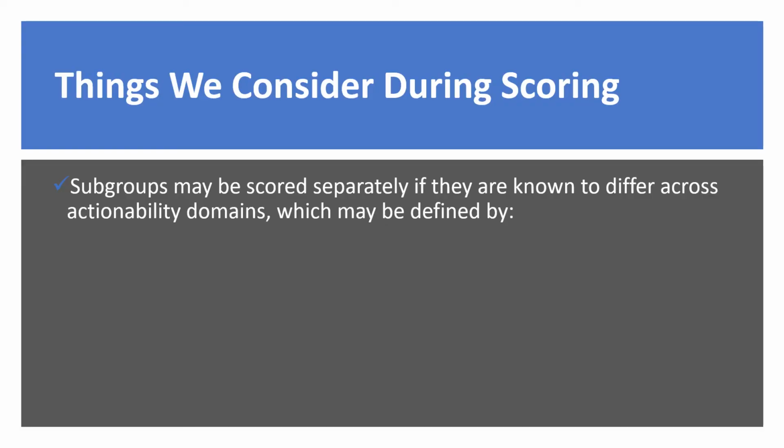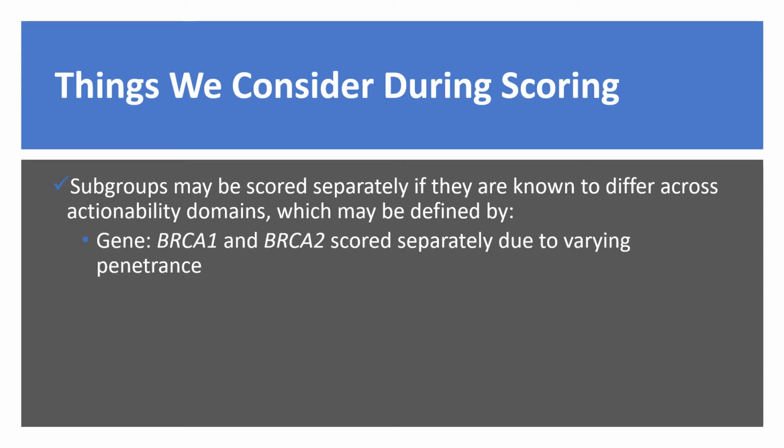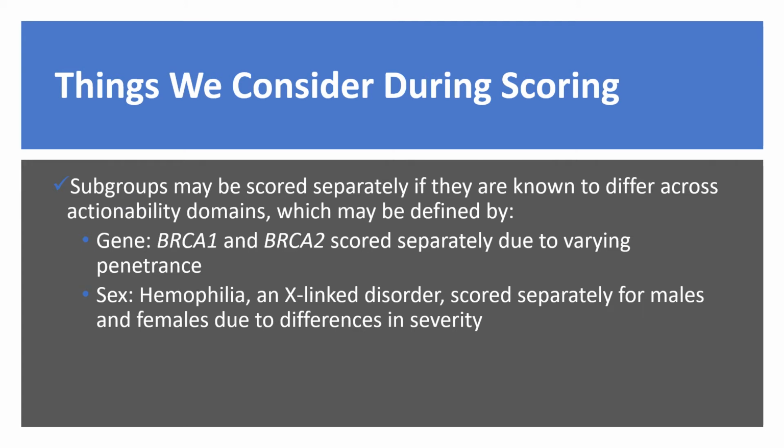So some of the things that we think about when the AWGs are doing their scoring is that we may want to actually score some subgroups in a genetic condition separately if they're known to differ across the actionability domains. So some examples are that some of the genes may have different penetrance. So for BRCA1 and 2, for hereditary breast and ovarian cancer, we scored these genes separately because they had different penetrance for the outcomes for breast and ovarian cancer.